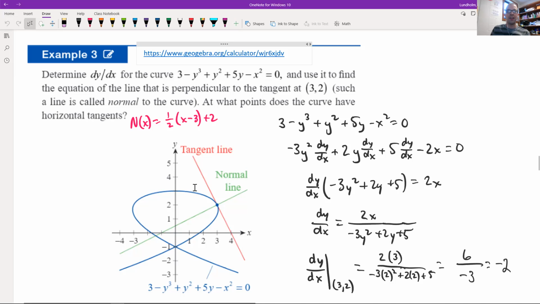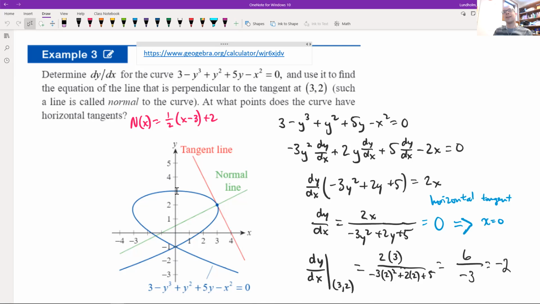A horizontal tangent line would mean that the slope is equal to 0. So if we wanted to do horizontal tangents, we would set this equal to 0, and our derivative is equal to 0 precisely when x is equal to 0. The numerator is equal to 0. So that would mean that x is equal to 0. And that's why we see that we have a flat slope here, where x is equal to 0.